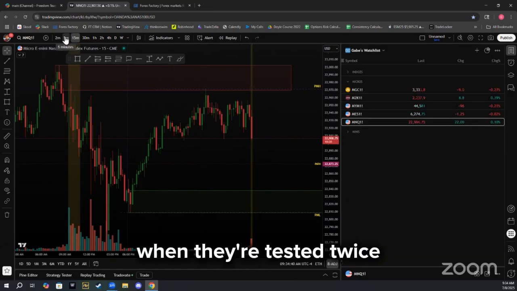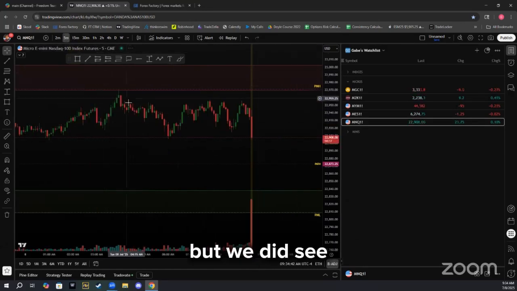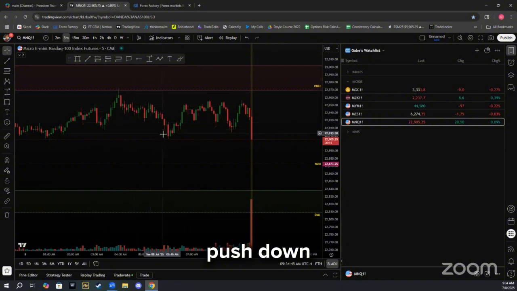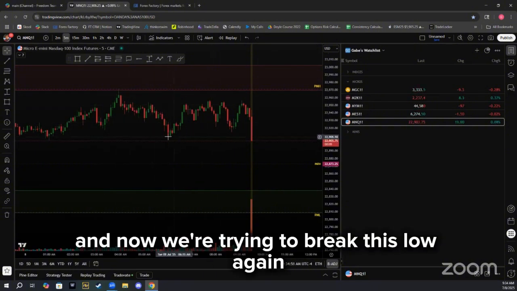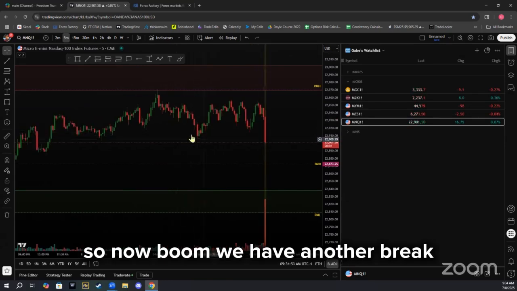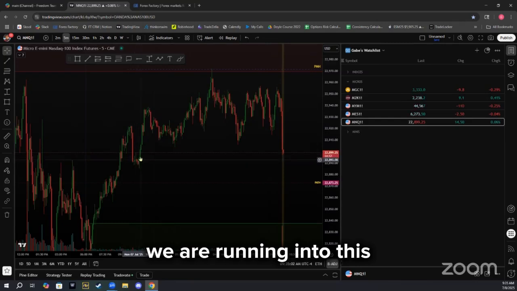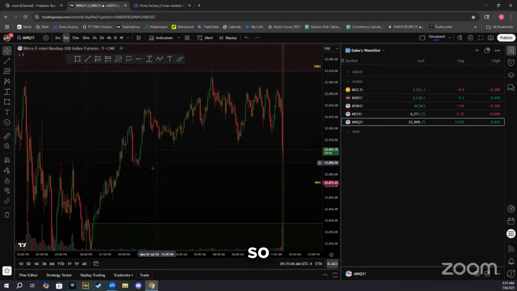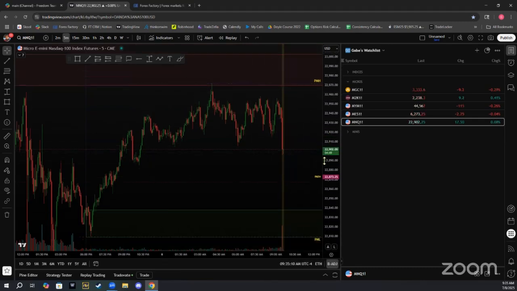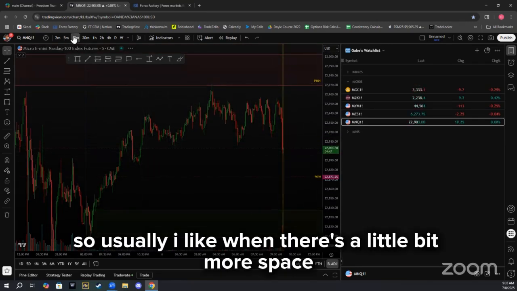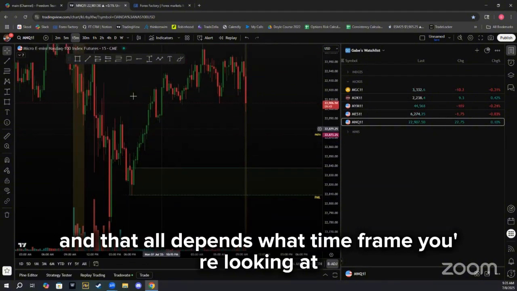So not my favorite when they're tested twice, but we did see a push down off of it with the breaker structure, and now we're trying to break this low again. So now, boom, we have another breaker structure. But also you see here, we are running into this mini demand, right? So could potentially be caught in between supply and demand. So usually I like when there's a little bit more space, right?